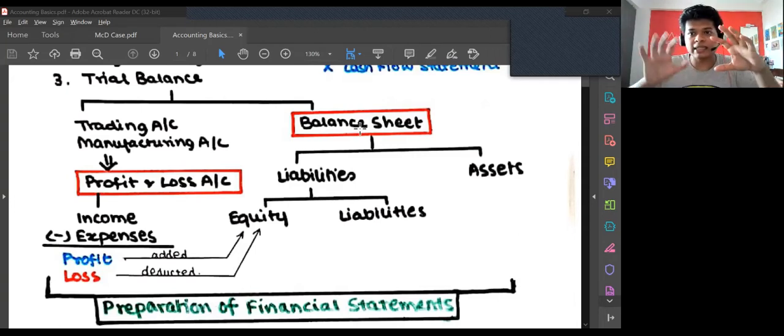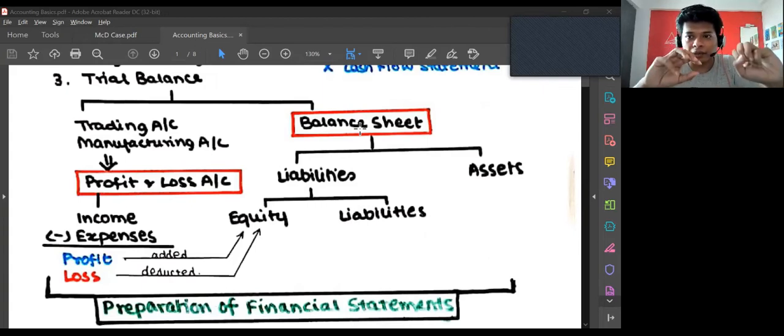Now on the balance sheet side, we have two things. I hope you guys remember this. In the balance sheet, we have two things: the asset side and the liability side. In the asset side, we'd have current assets and non-current assets. Forget that right now. In the liability side, we have equity and liability.